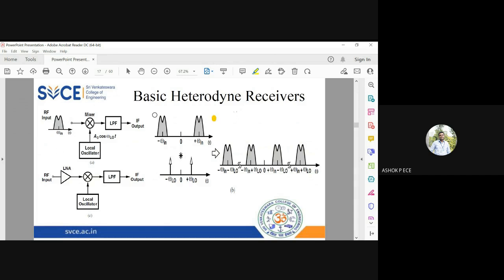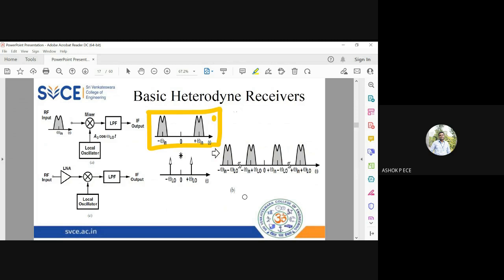This is one architecture. See here, this is your RF signal having the bandwidth at minus omega in and omega in. When you mix it with the local oscillator, you have all these four types of combination: minus omega in minus omega LO, minus omega in plus omega LO, omega in minus omega LO, omega in plus omega LO. So all these possible combinations are produced.